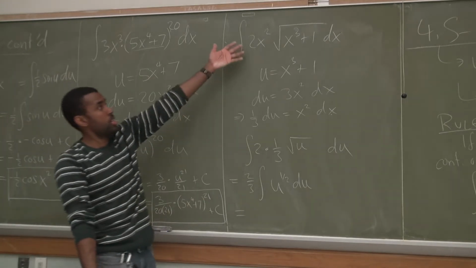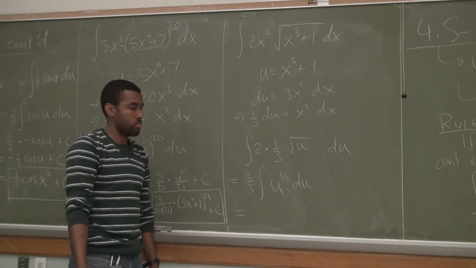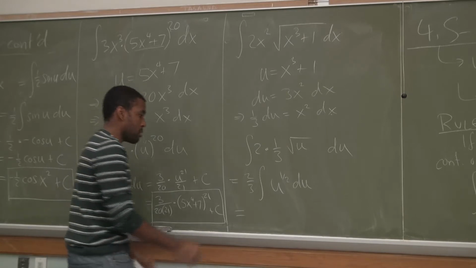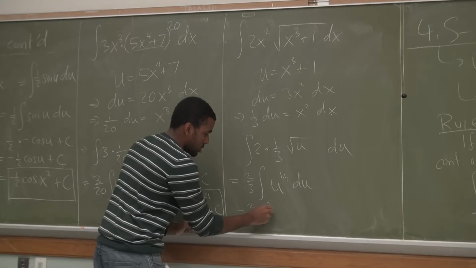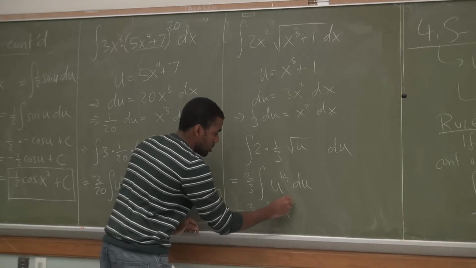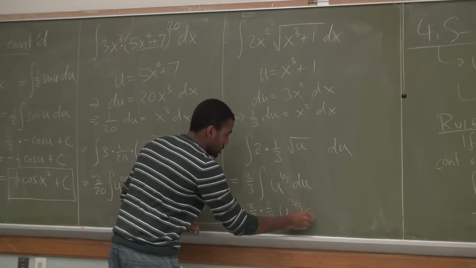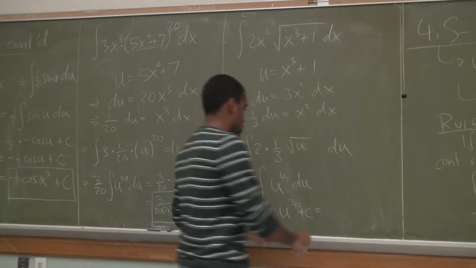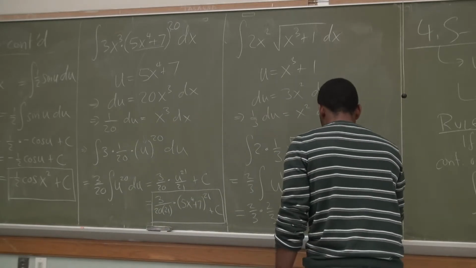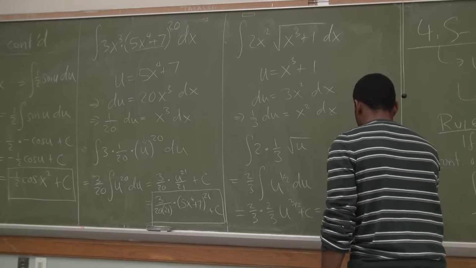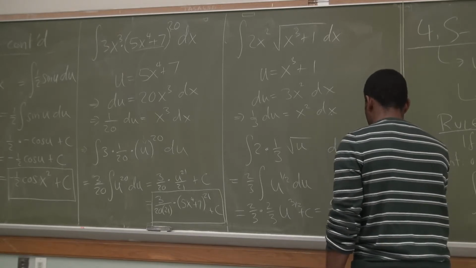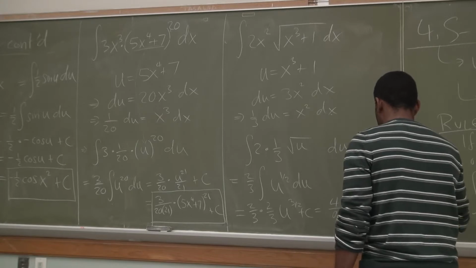So I went from something really complicated to something that was really nice. I can apply my rules to it. So this is just 2/3 times 2/3 u to the 3/2 plus c, which gives us 4 over 9 x cubed plus 1 to the 3/2 plus c.